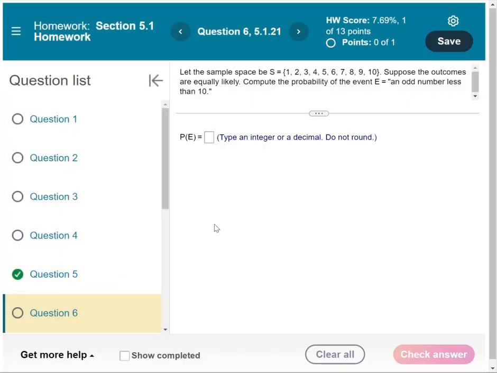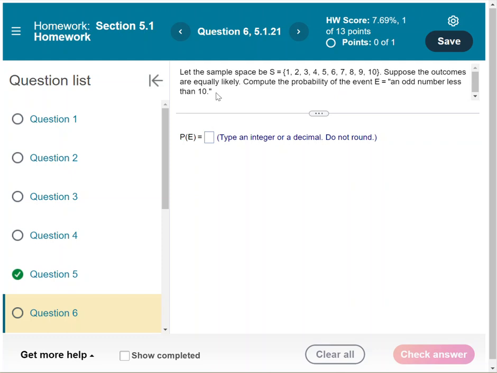Let's move on to number 6. So here, let the sample space be the numbers 1 through 10. Suppose the outcomes are equally likely. Compute the probability of the event E, an odd number less than 10.